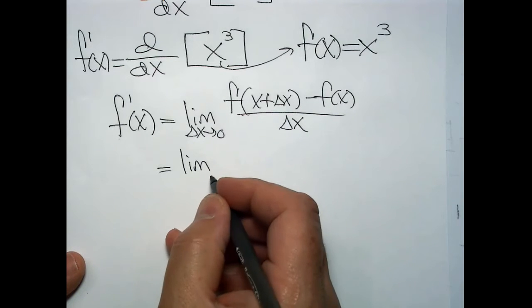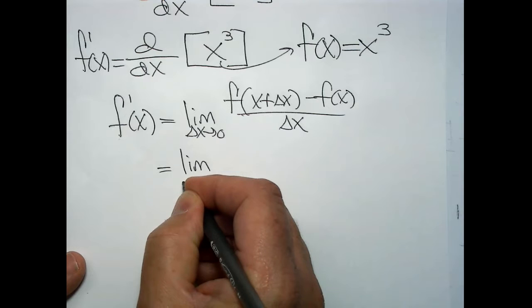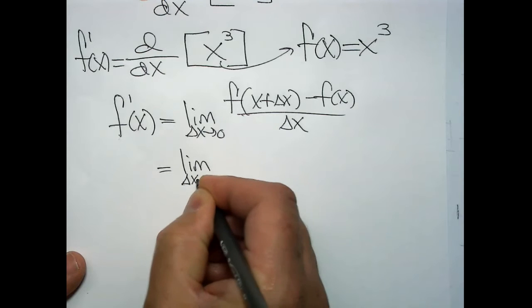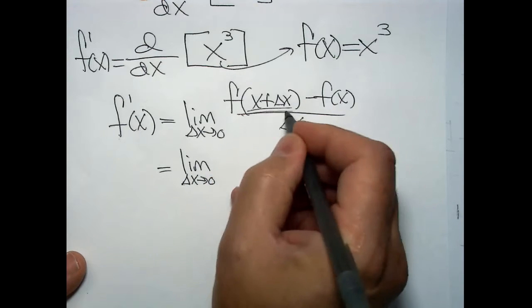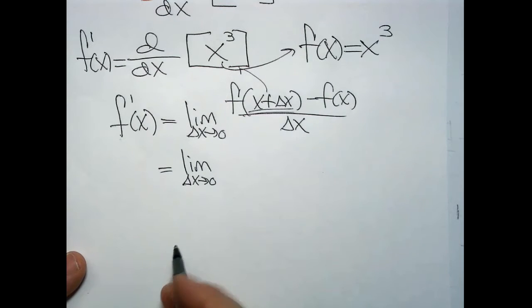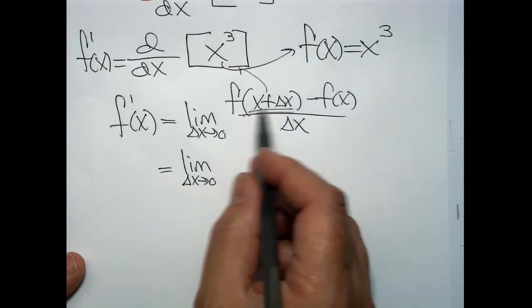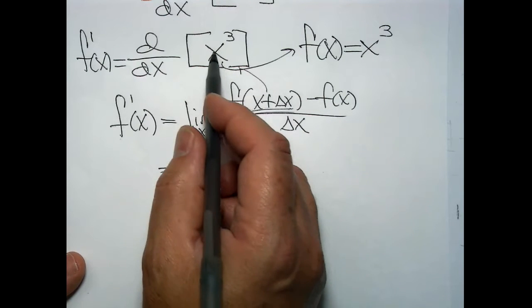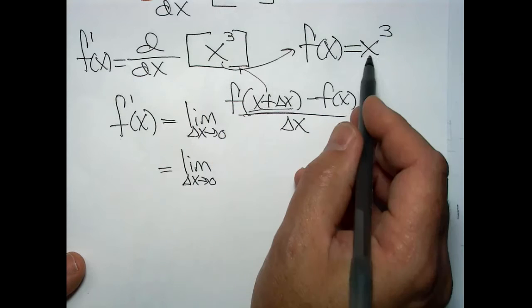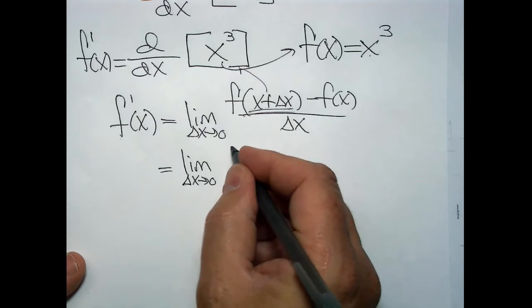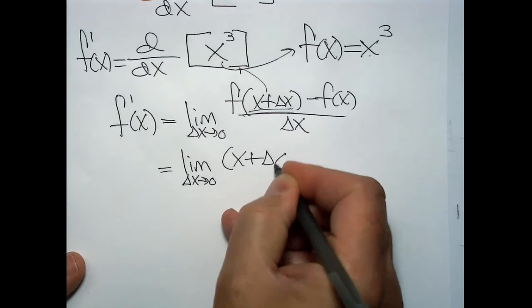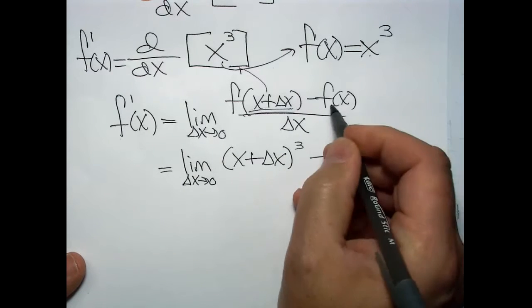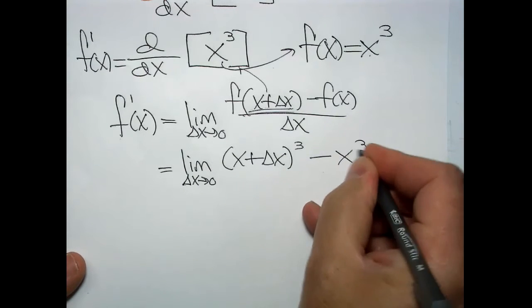So what we're going to do here is copy the limit over and over. I need you to be good function evaluators. So f of x plus delta x, what is that? That means wherever you see a letter x in the function, instead put x plus delta x. So that evaluates to be this. f of x is just x cubed.